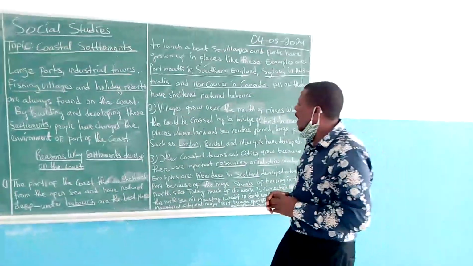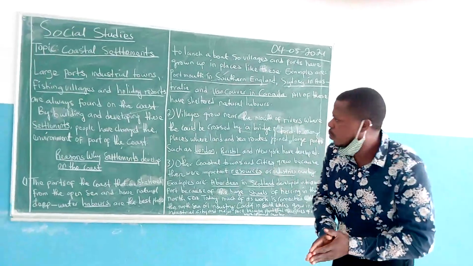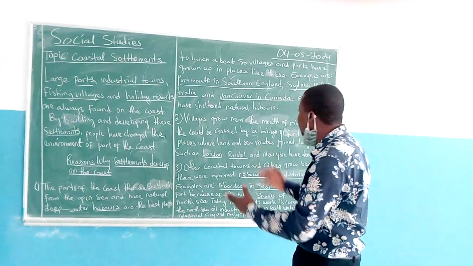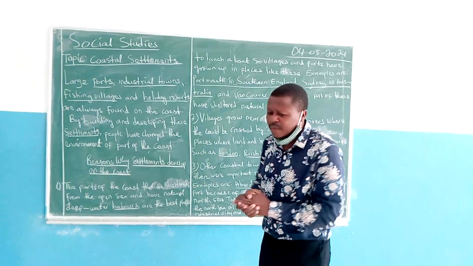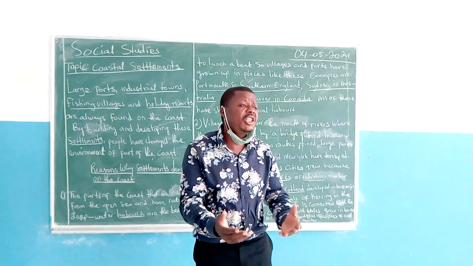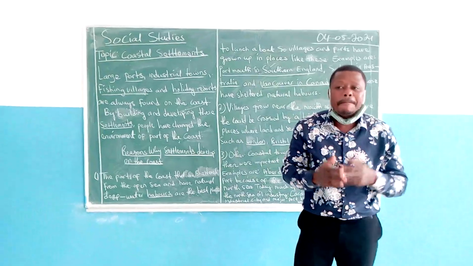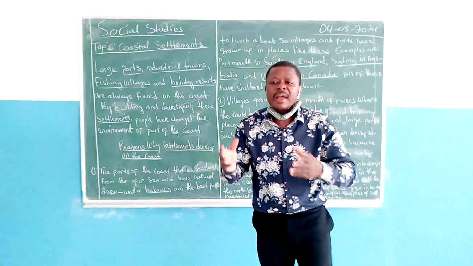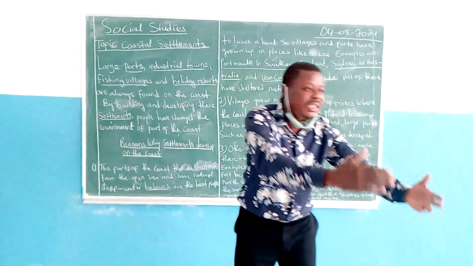Okay, we are going to look at the second reason why settlements develop on the coast. We see that coastal villages usually start at the mouth of a river. What is the mouth of a river? The place where a river enters another river or enters the sea.